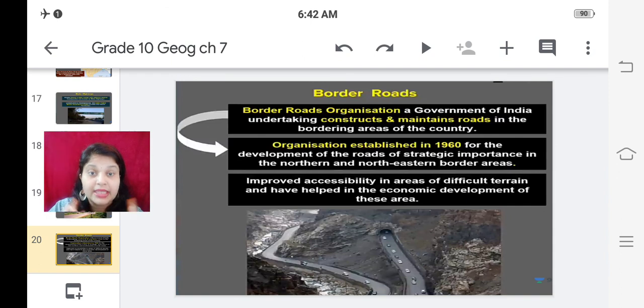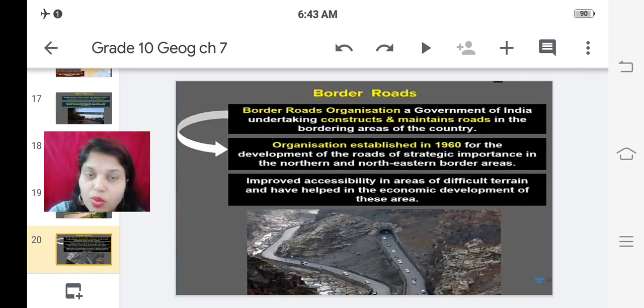हमारे देश का जो पूरा border area है उसका road construction जाता है इस BRO organization को, right? So this organization was established in 1960 for the development of the roads of strategic importance in the northern and northeastern border areas. Especially this organization constructs and maintains the roads in the northern area and northeastern border areas.